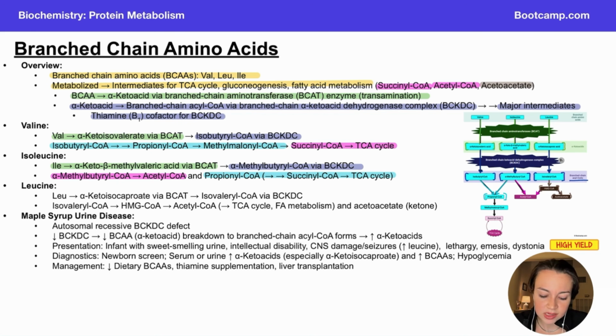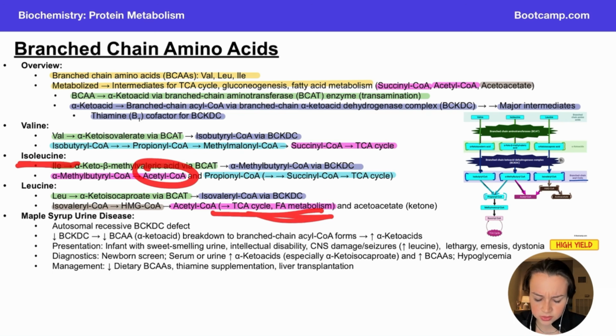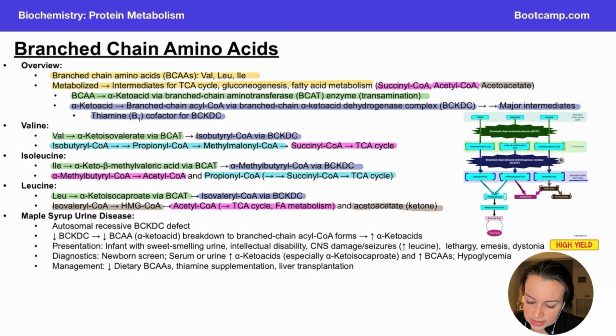So back to the outline, BCAT turns leucine into alpha keto isocaproic acid, and then BCKDC will turn that into isovaleryl-CoA, which will eventually be metabolized into HMG-CoA, and then either acetyl-CoA, which can join the TCA cycle and is also implicated in fatty acid metabolism, and that also holds true for up here with isoleucine, or it can become acetoacetate, which is a ketone. So let's talk about a disorder now called maple syrup urine disease.